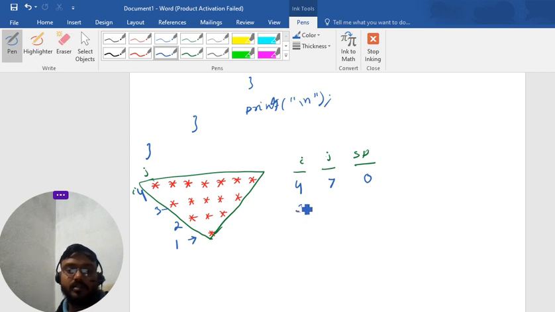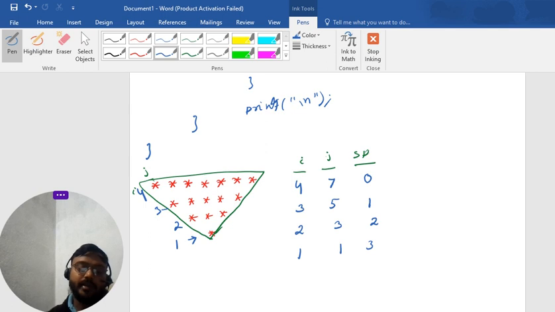When I value is 3, what about the J value? 5, right? 5. What are space? 1. When this is 2, what is the J value? 3. Right? Space is 2. When 1, what is the J value? J value is 1. Whatever space, that is 3.